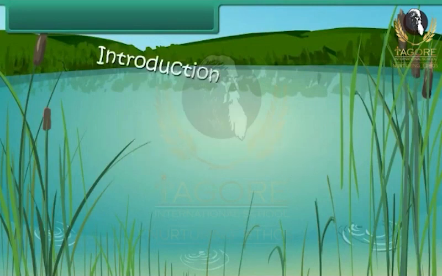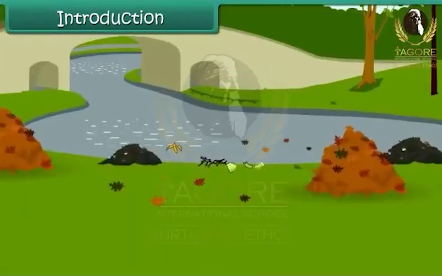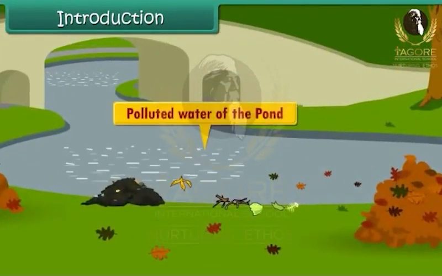Introduction. The fishes and other aquatic animals in the pond were dying. It was because people dumped their garbage in the pond. In this lesson, we will learn about the garbage, its sources, and its harmful effects on us and other animals. We will also learn about the disposal methods of garbage.